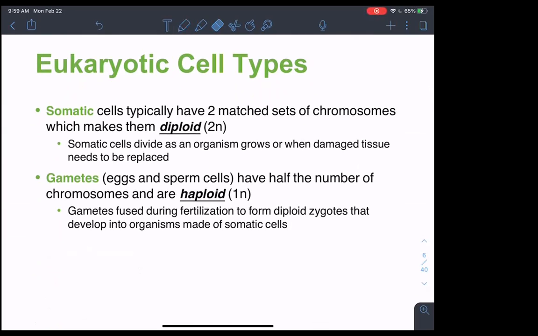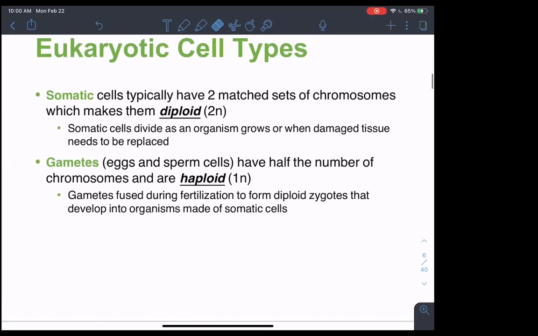And then some somatic cells divide. Most somatic cells actually divide as an organism grows or when damaged tissue needs to be replaced. So that's like your epithelial cells and different mucus cells that are lining your internal organs and that kind of thing.